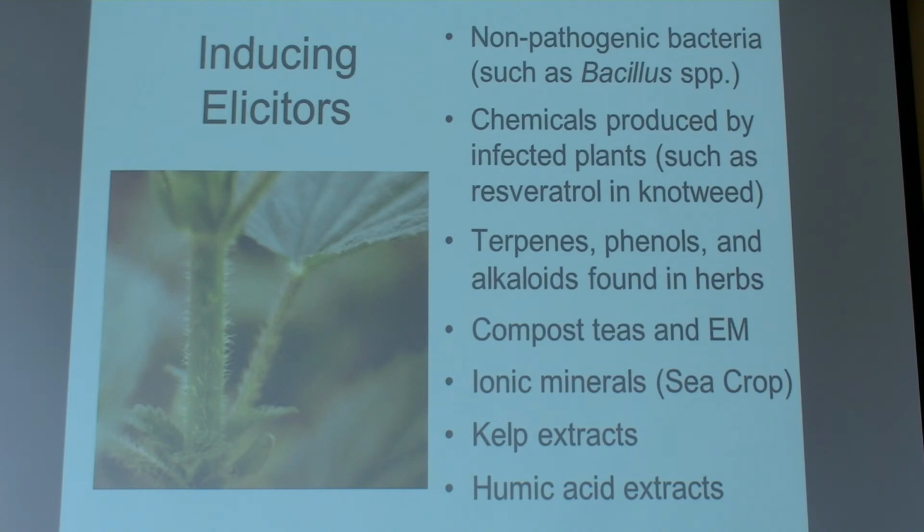Microbes are in this group. The chemical constituents and different herbs are in this group. Compost teas are another way of introducing those microbes. Minerals, whether that's something like ocean water in the form of Sea Crop, or there's a phosphorus-based one too, I forget its name right now. Seaweed, kelp extracts, all these things elicit this response.